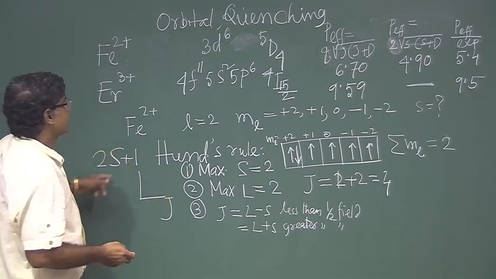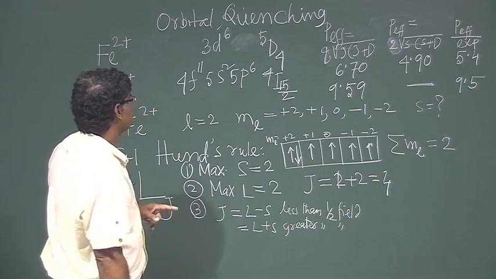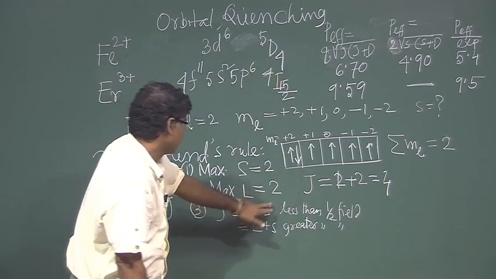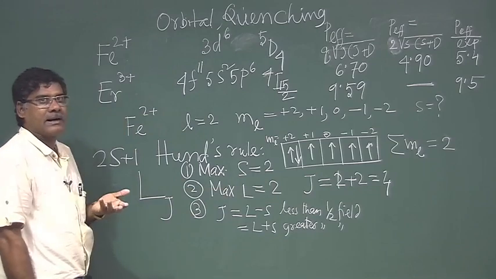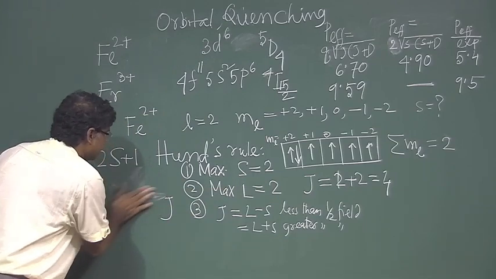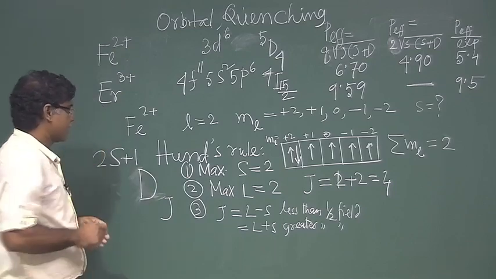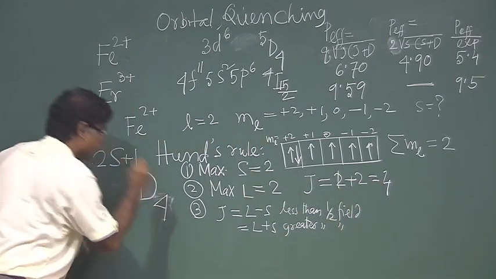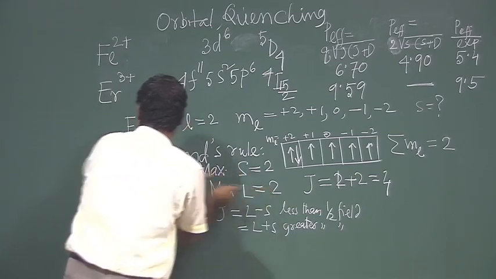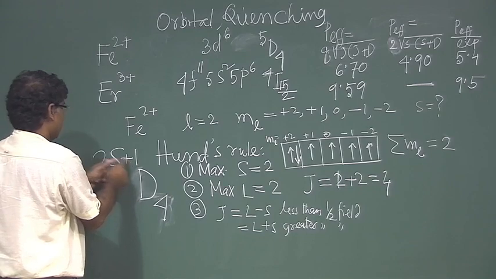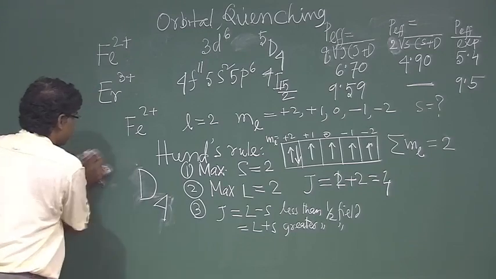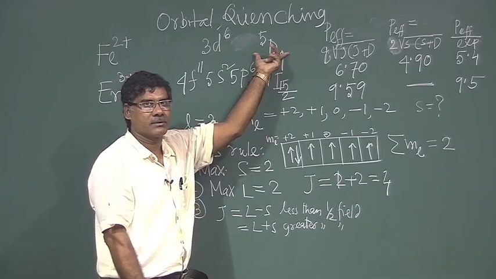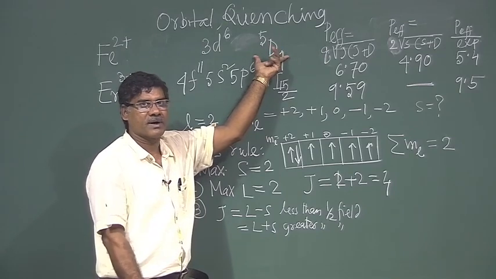So from here, L equal to 2 means D, and we generally write capital D. Our J value is 4, and S value is 2, so 2 into 2 plus 1, it will be 5.